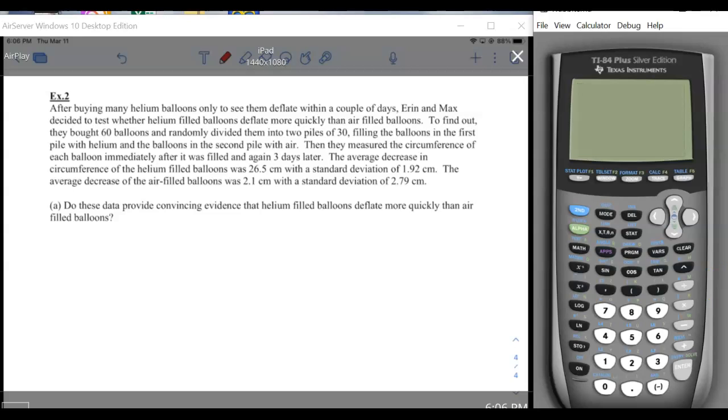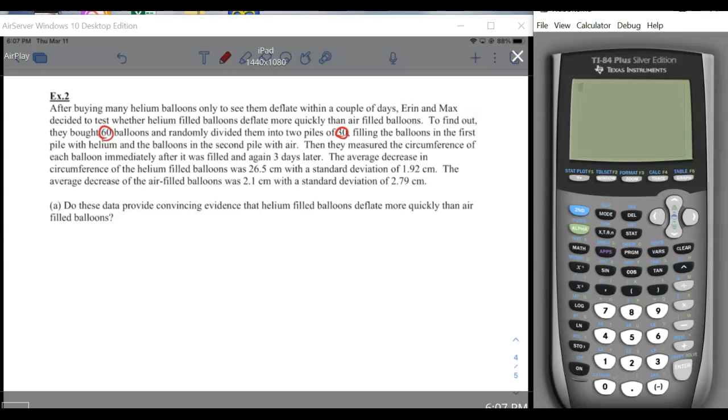Okay, so we need to take a look at this and say, do we truly have two different populations? We do. We actually have an experiment going on, right? We started out with 60 balloons. The first treatment group was 30 of the balloons. The other treatment group was the other 30 of the balloons. The first treatment group was filled with helium. The second treatment group was filled with air, right? Two completely separate populations. So we're okay there, all right?